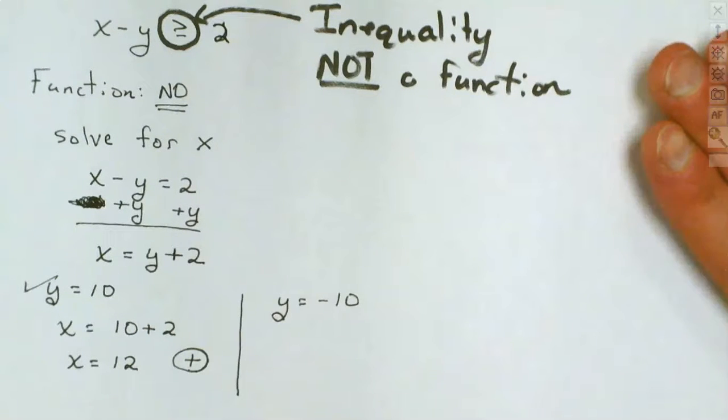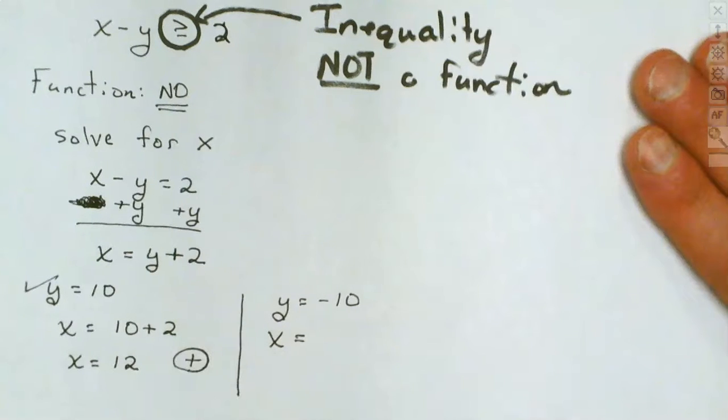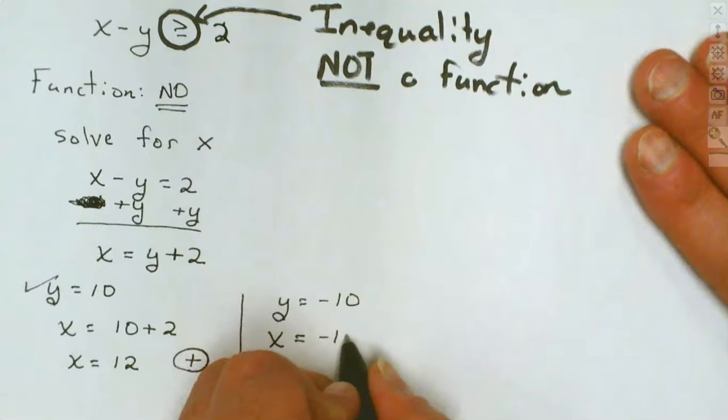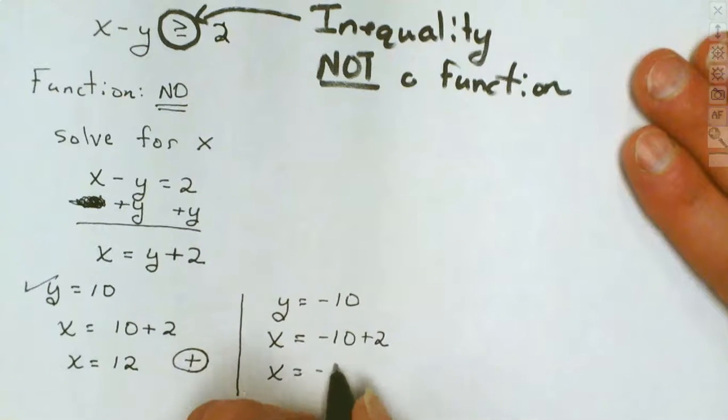Now, if I plug in negative 10, what's going to happen? Well, that gives you x equals negative 10 plus 2, and x equals a negative 8.